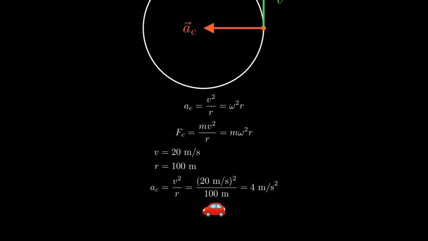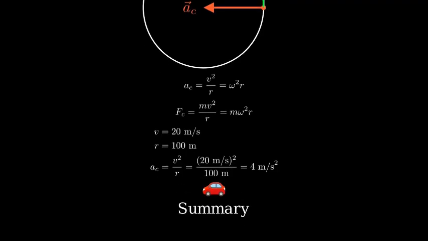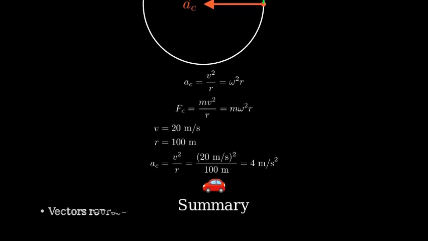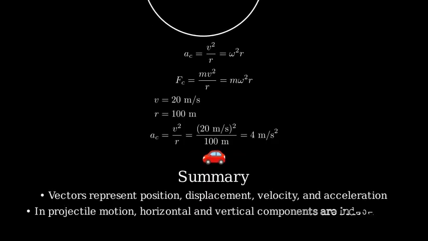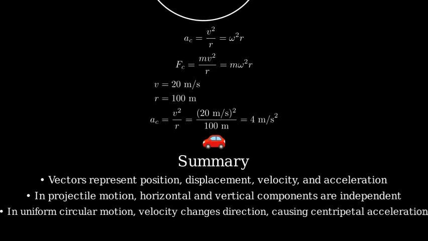To summarize what we have learned about motion in 2 and 3 dimensions, vectors are used to represent displacement, velocity, position, and acceleration. In projectile motion, horizontal and vertical components are independent, which means horizontal velocity and constant acceleration due to gravity vertically can be applied. In uniform circular motion, speed is constant, but velocity is continuously changing direction, resulting in centripetal acceleration.